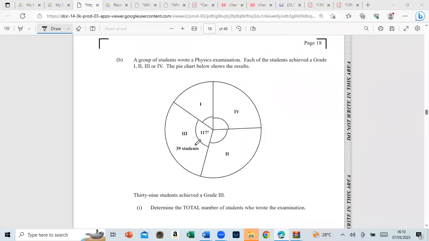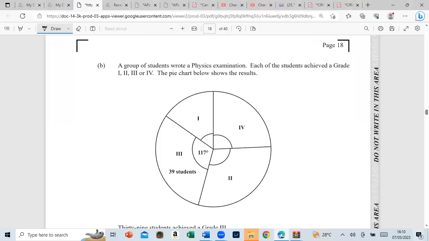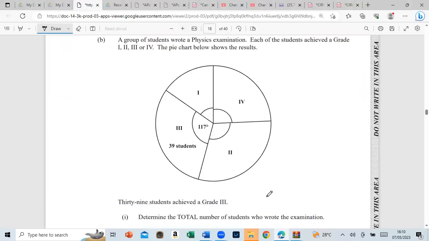Alright, guys. So I'm going to comment down here. A group of students wrote a physics examination. Each of the students achieved a grade 1, 2, 3, 4, 5. The pie chart showed the result, alright? They say 39 students achieved grade 3, which is this. And the degrees that's represented is 117. So they say determine the total number of students who wrote the exam.